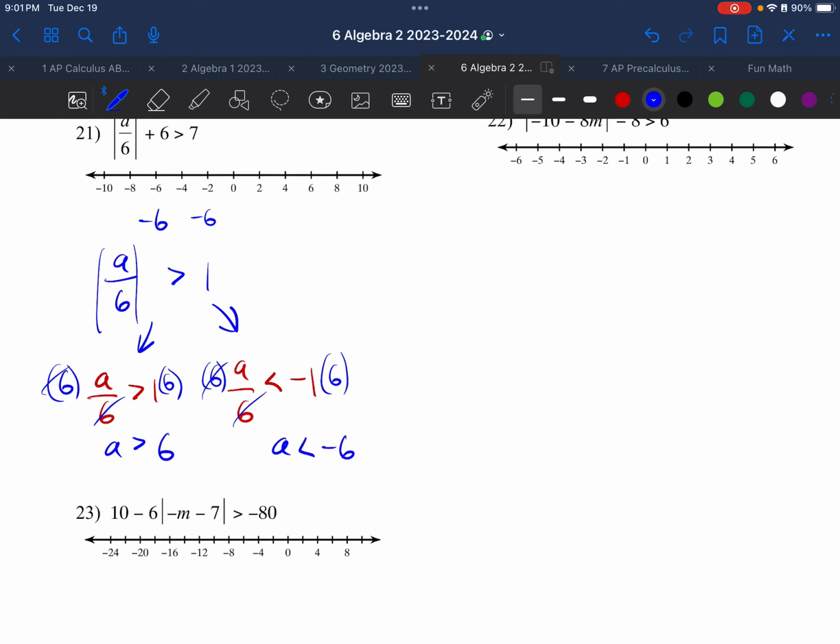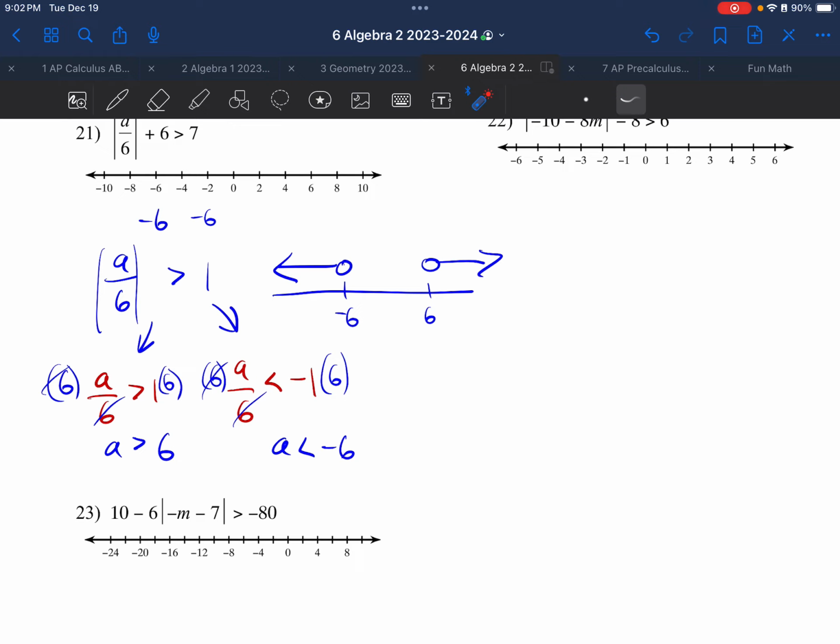Now I can do an intermediate graph. Let's do that right here. I have -6. I have +6. We have open points because we cannot be equal to them. There's no equal to sign. This is saying anything A is greater than 6, so to the right of 6. And this is saying A is less than -6, so to the left of -6.